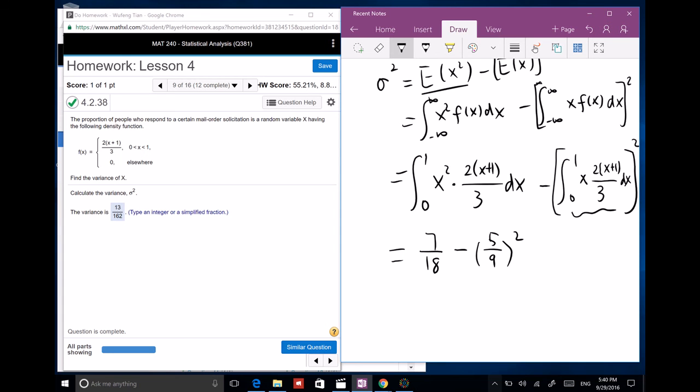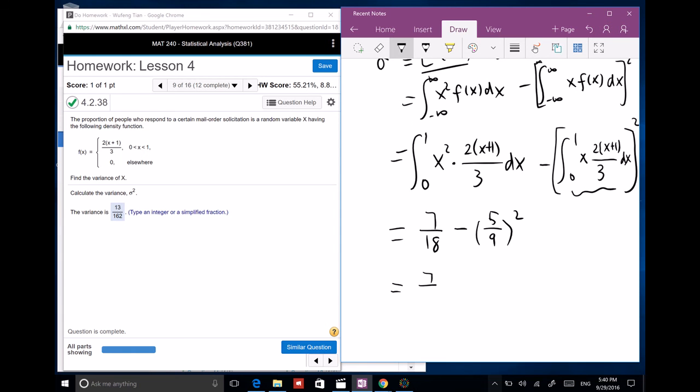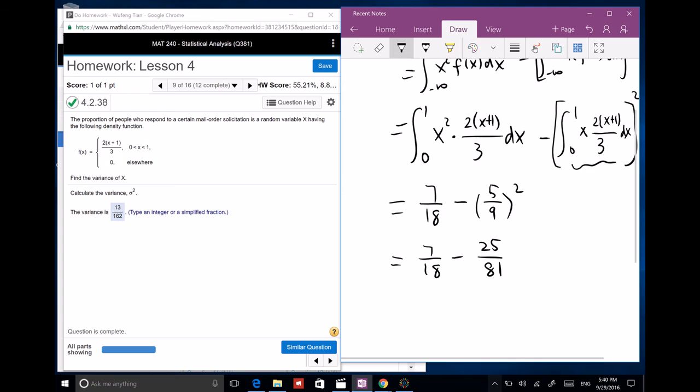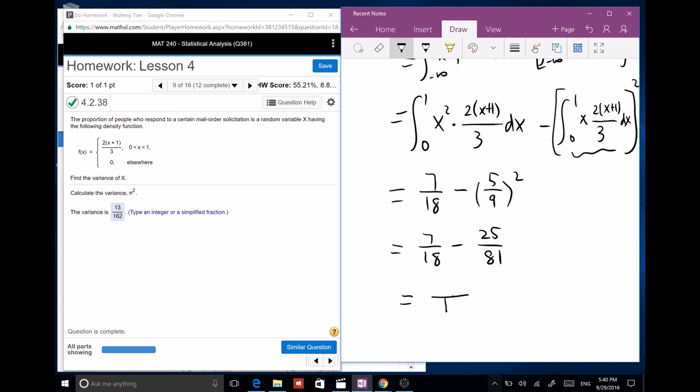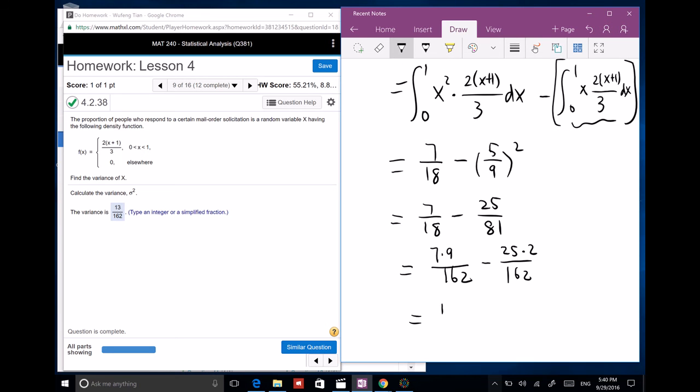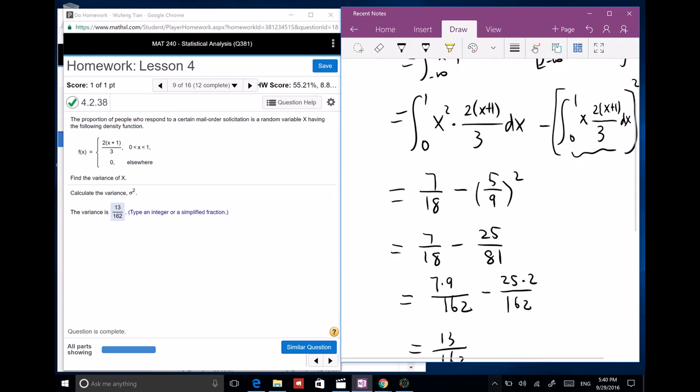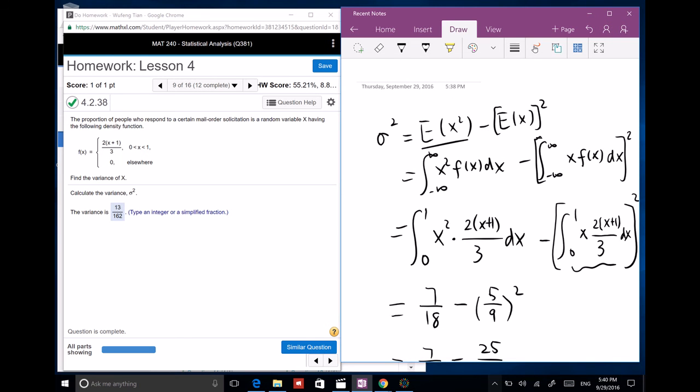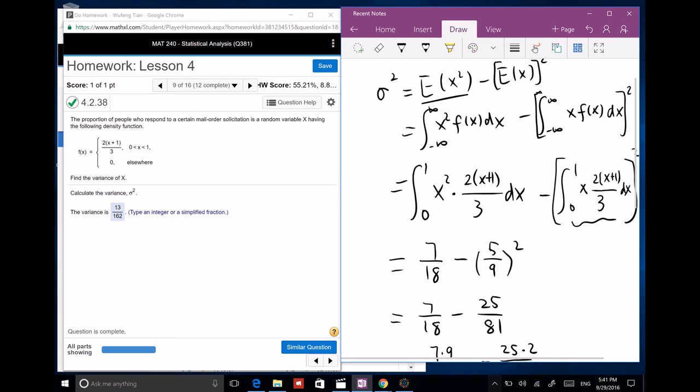Then square. So the answer is 7 over 18 minus 25 over 81. Then the common denominator is 162: 7 times 9 minus 25 times 2, over 162. And then the final answer is going to be 13 over 162. Okay, this is how to use the formula to find the variance. It's pretty simple, very straightforward.